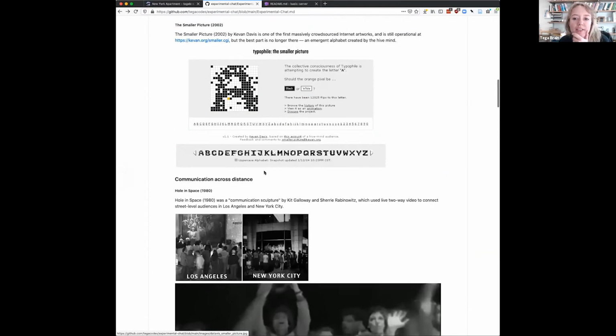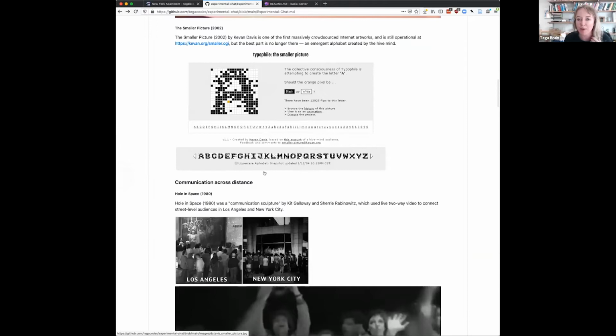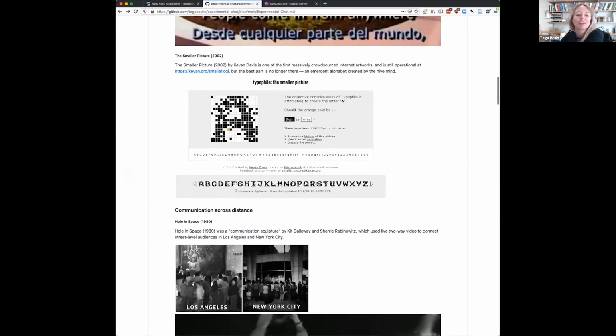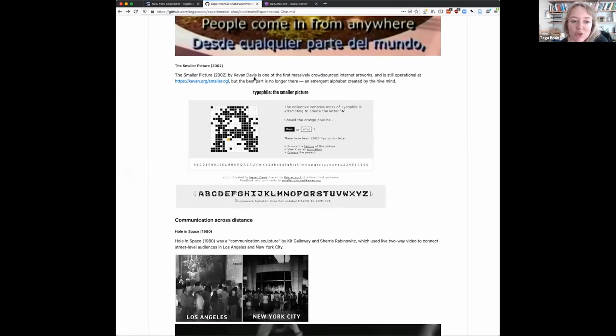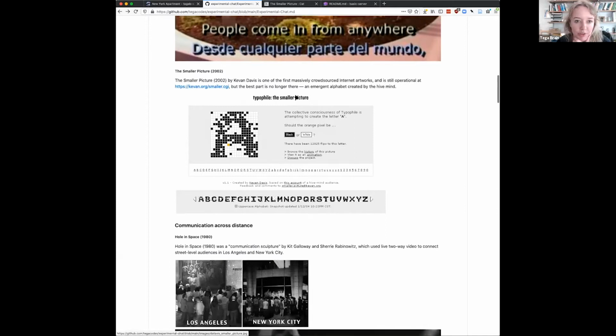So also in this idea of collective memory, collaboration, I love this work, The Smaller Picture. The Smaller Picture, 2002, by Kevin Davis, is again a very early example of a crowdsourced internet work. I think it still operates. Let's have a look. All of these works are so fragile, and even in the months of looking at them, every few months when I go back and look at this archive, undoubtedly something has broken or doesn't work anymore.